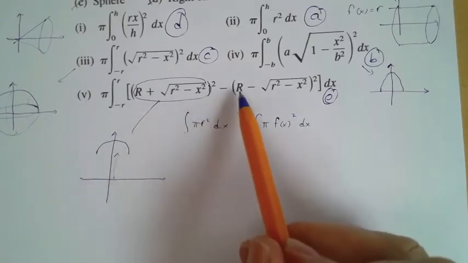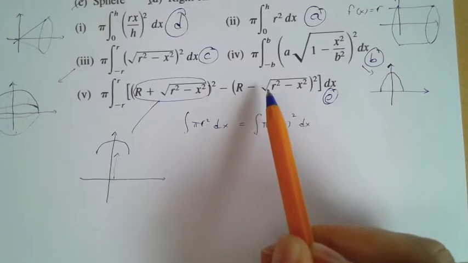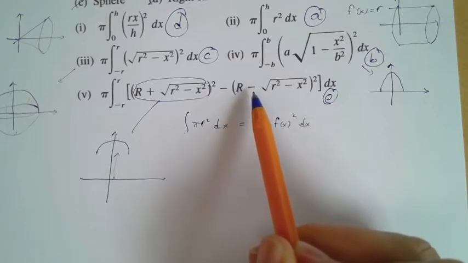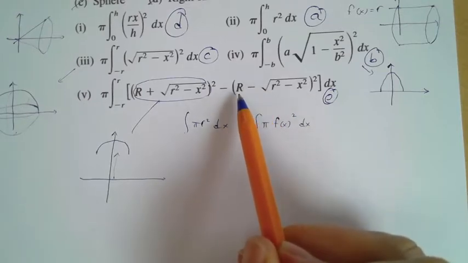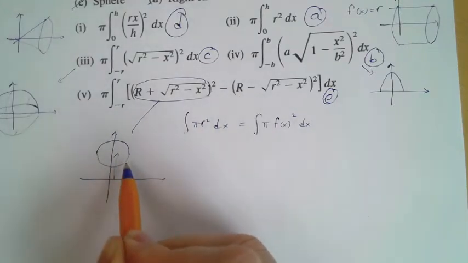But to that thing, I'm subtracting this. What is this, g of x? It's the same semicircle, but this time with a minus sign. It's also been shifted up by r units, so I'm actually subtracting this semicircle.